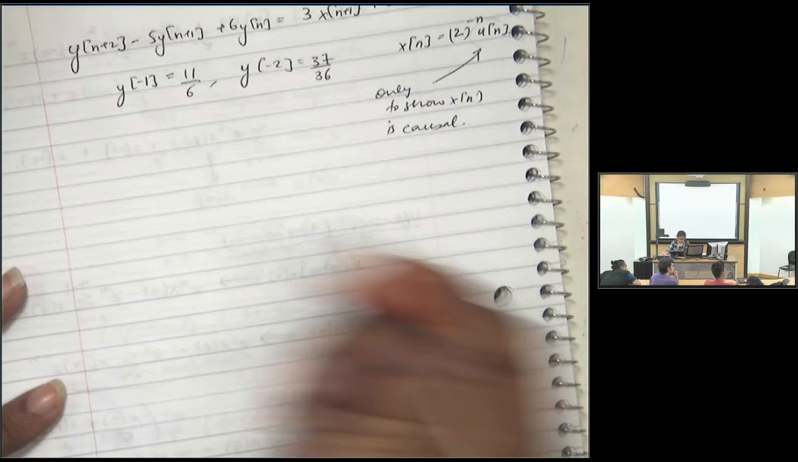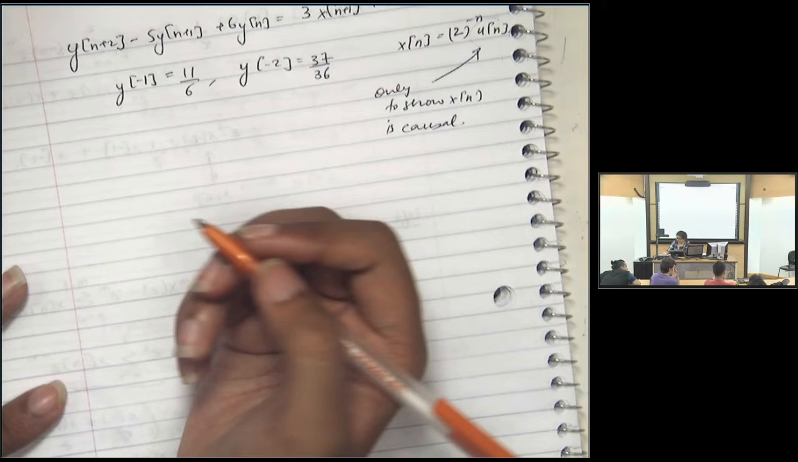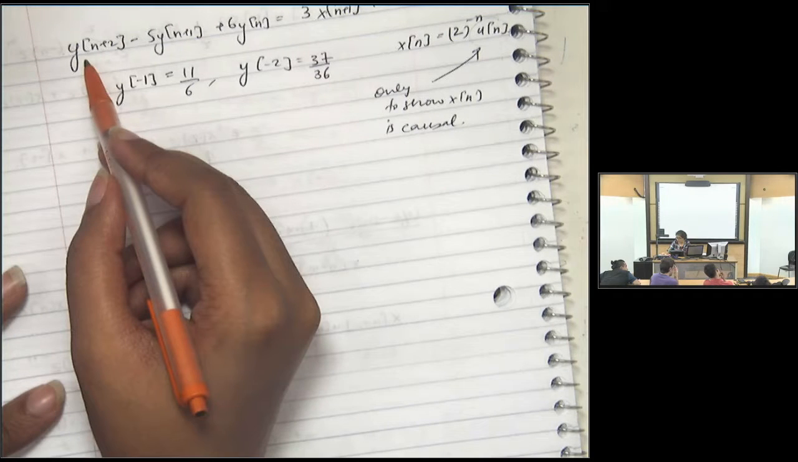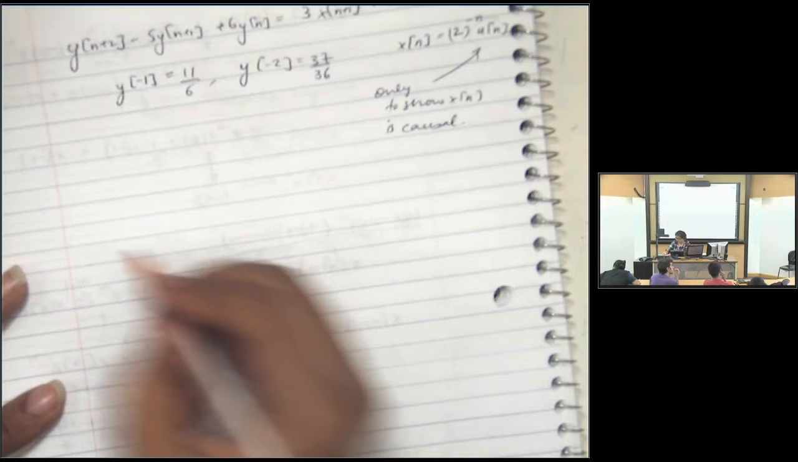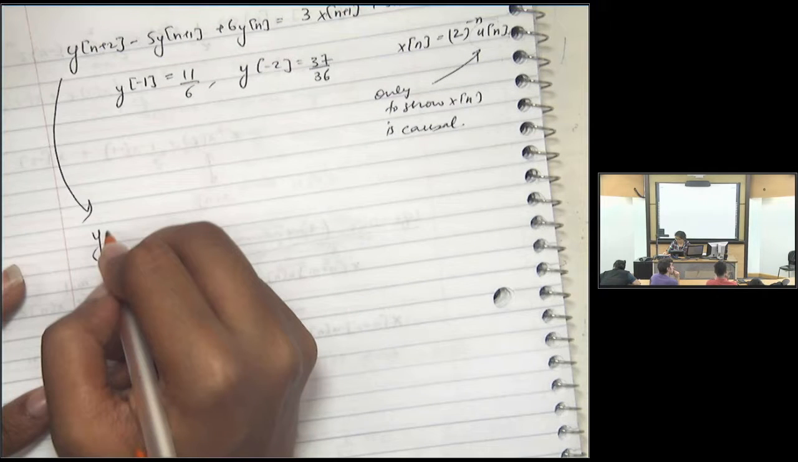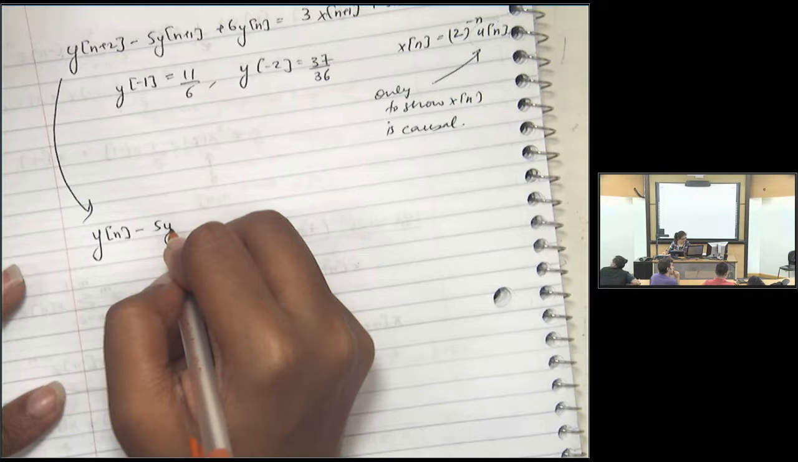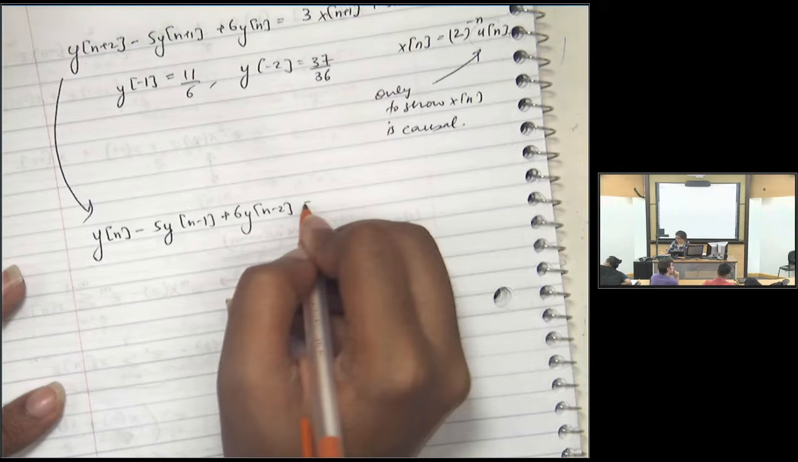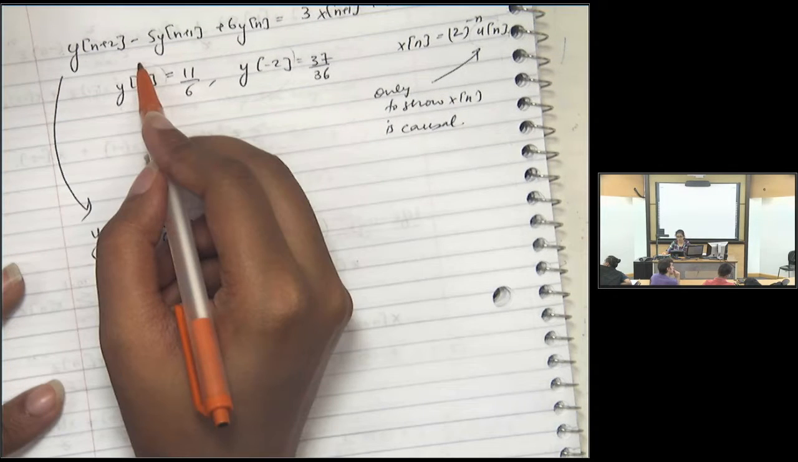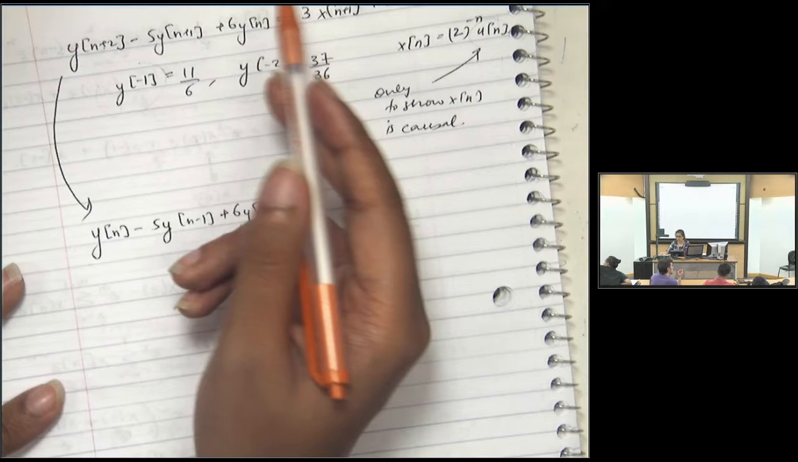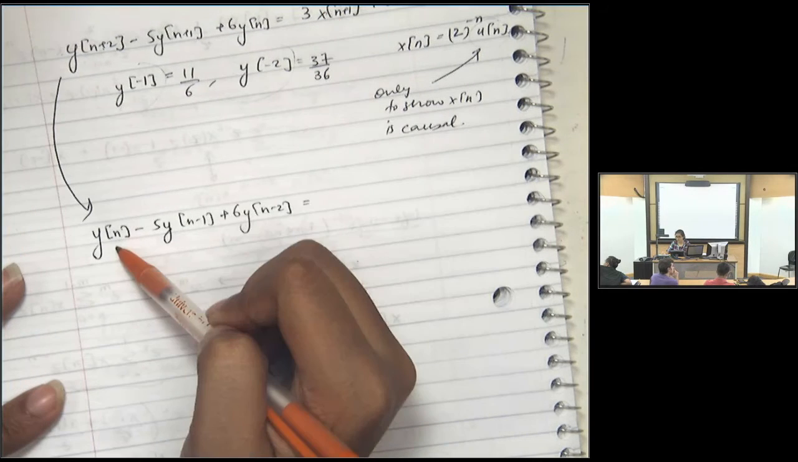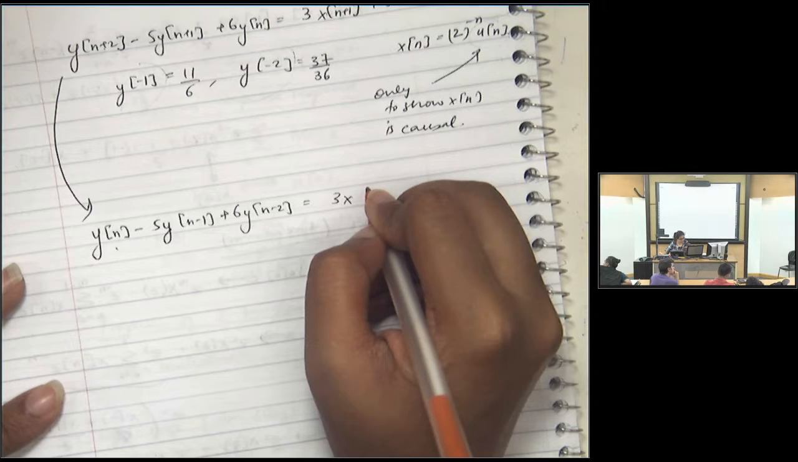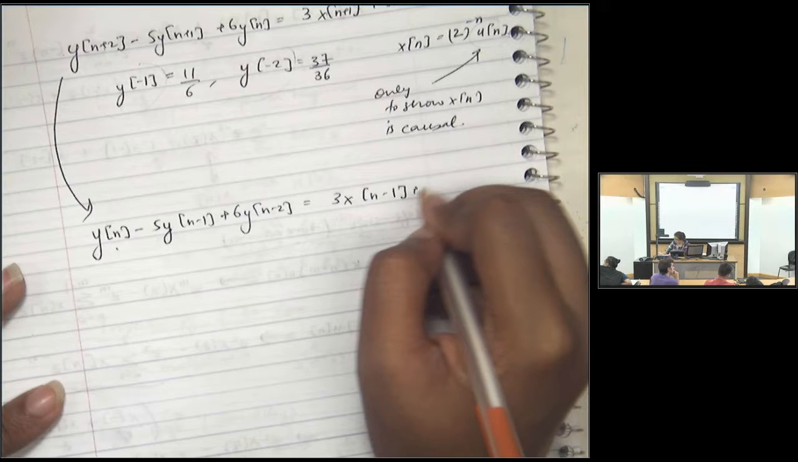Okay. So first step, we can either take the z transform directly from here or transform this equation to y of n minus 5y n minus 1 plus 6y n minus 2, because these conditions are given to us. For this operation, we'll need 0, 1 and 2, which we don't have. That's why we are delaying it by 2. So 3 of x n minus 1 plus 5x of n minus 2.